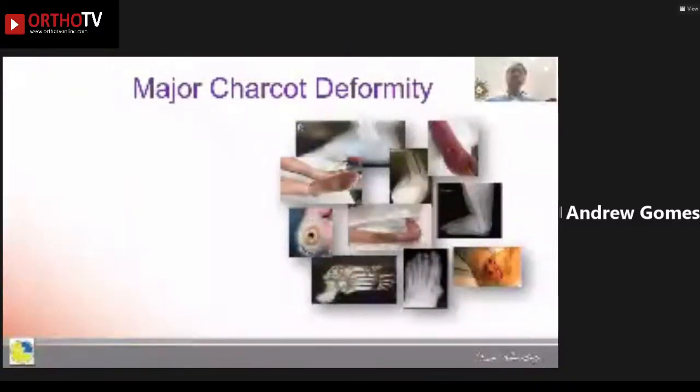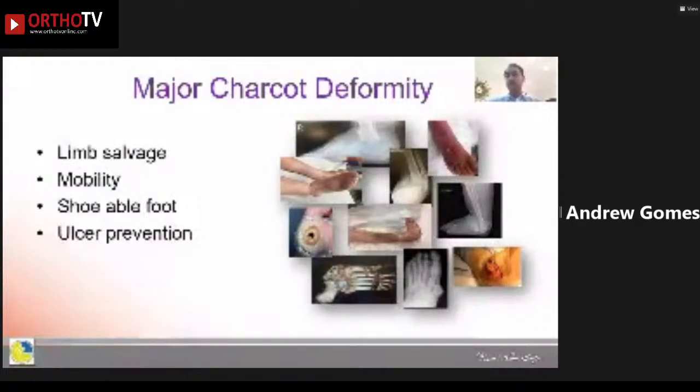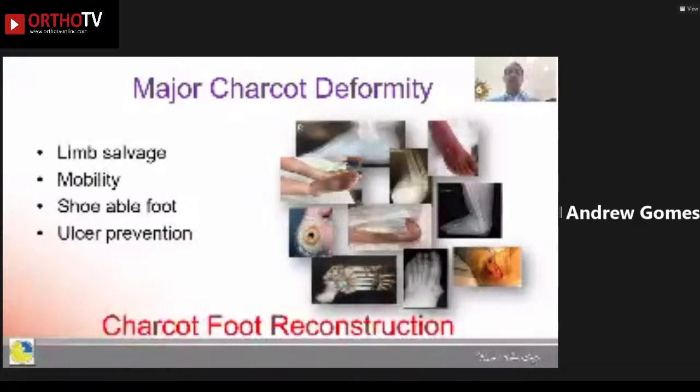Whereas major deformities due to Charcot, either the midfoot or hind foot, infected or non infected, they come in so many different presentations. The key feature in this particular treatment is to achieve functional limb salvage, not just keeping the foot, but it has to be functional so that the patient can maintain mobility, the foot shape can improve so that it can be shoeable, so that you can prevent ulceration, and ulceration, the cascade of events resulting in limb loss.